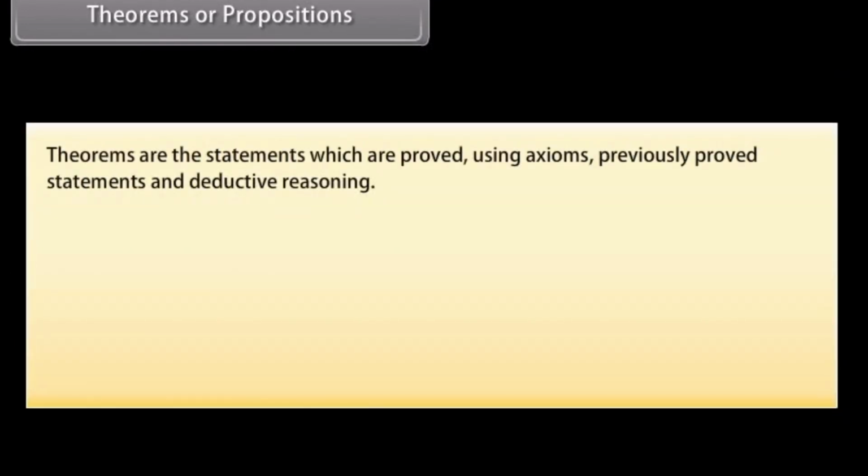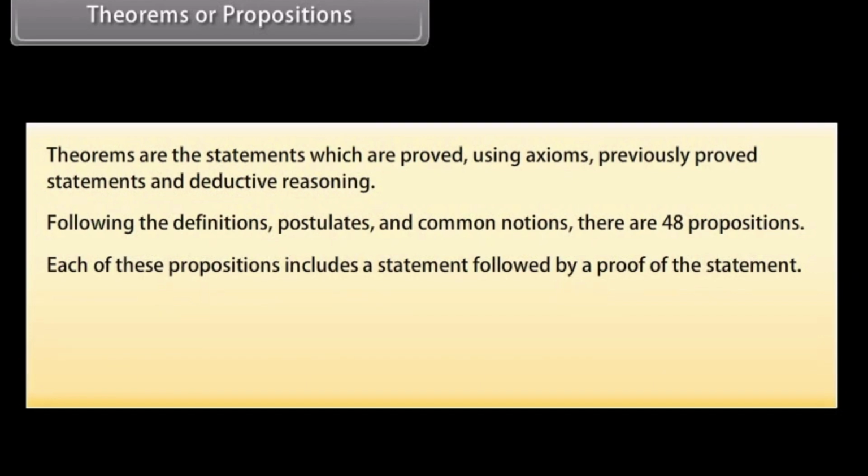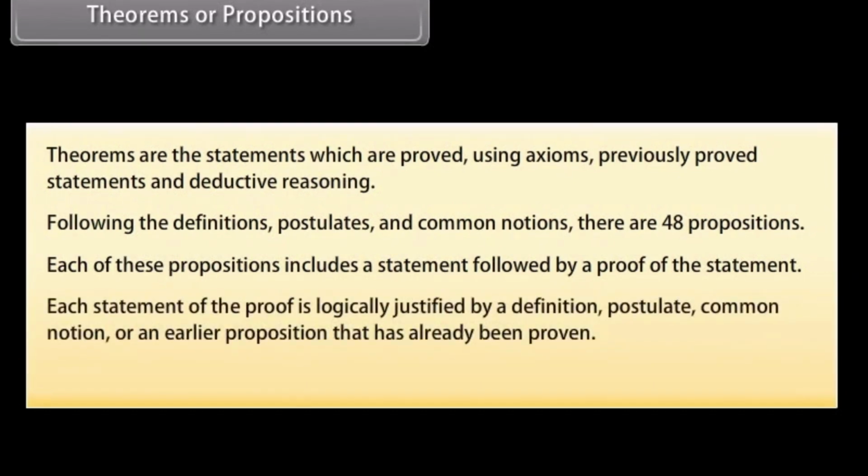Theorems or propositions. Theorems are statements which are proved using axioms, previously proved statements, and deductive reasoning. Following the definitions, postulates, and common notions, there are 48 propositions. Each of these propositions includes a statement followed by proof of the statement. Each step of the proof is logically justified by a definition, postulate, common notion, or an earlier proposition that has already been proven. Some of the propositions are constructions.